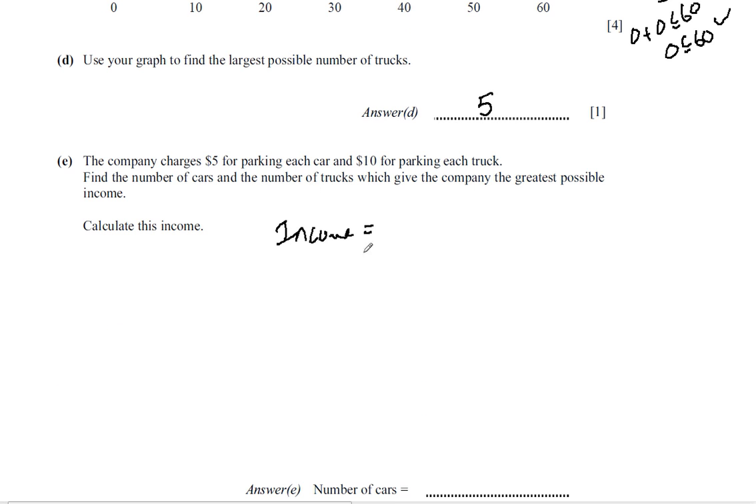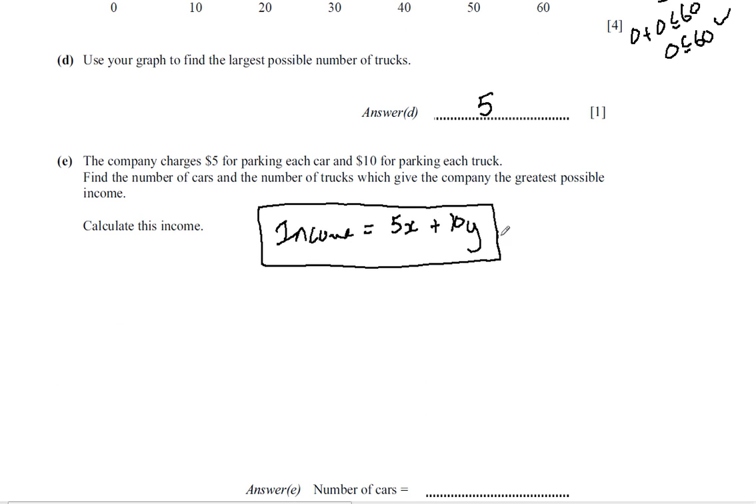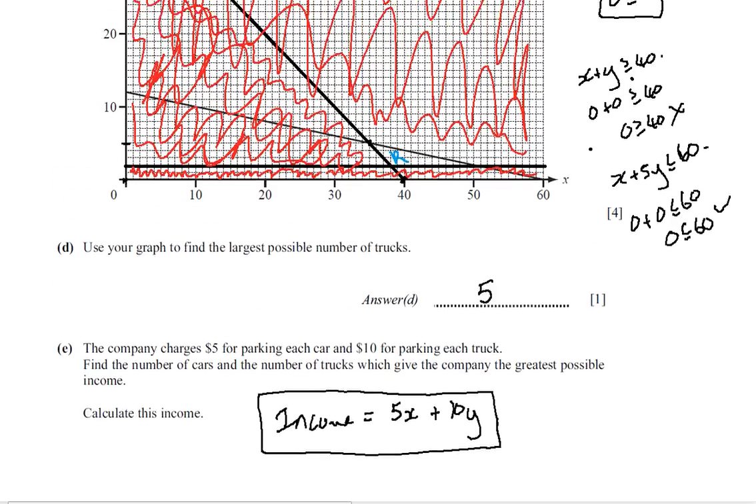So the total income will be, if it's $5 per car, the income from the cars will be 5 times X. So if there are 3 cars, we'll make $15. If there are 4 cars, we'll make $20. So that gives the amount for the cars, and we'll add that to the amount received from the trucks. So this is our equation for the total income we get by parking cars and trucks.